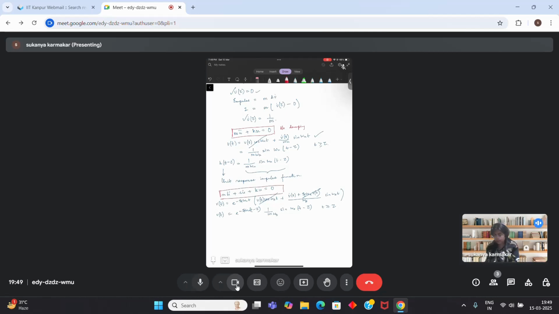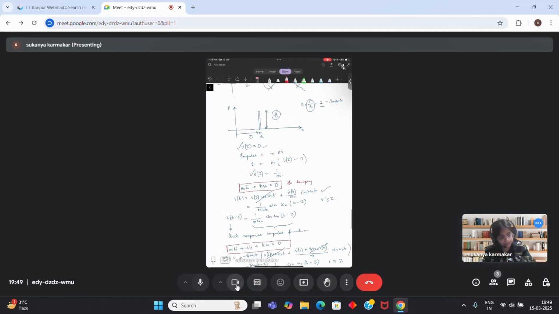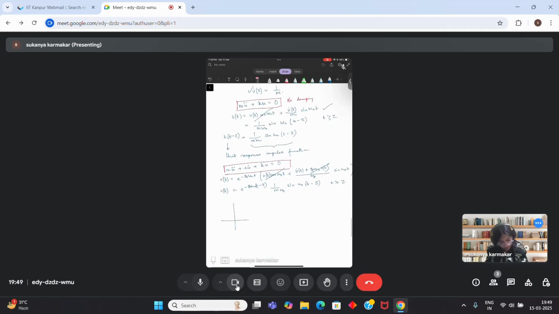So with this information, this is for when there is one impulse force. Now, suppose the force acting on your body is something like this, which you actually have. It is like an arbitrary force.